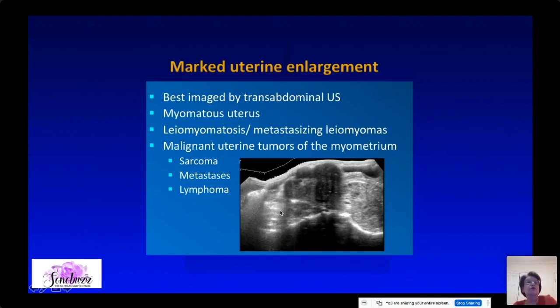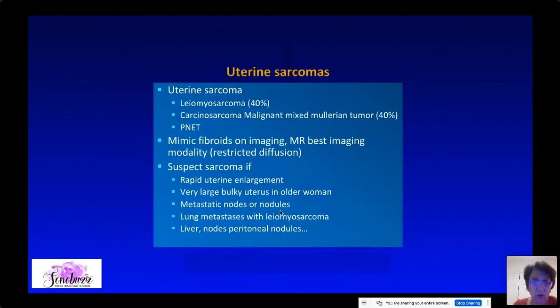But if you see a very large uterus, you have to think about a differential diagnosis. Could be myoma, could be leiomyomatosis or metastatic leiomyoma, or it could be malignant tumors of the myometrium, which are rare but can happen. This includes sarcoma, metastasis, and very, very rarely lymphoma. When we think about uterine sarcoma, first of all, they're very uncommon. The vast majority are leiomyosarcoma, but there are also carcinosarcomas, malignant mixed Mullerian tumors, which occur in older women, or also PNET. They can mimic fibroids on imaging, particularly on ultrasound.